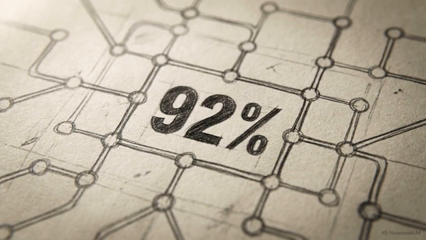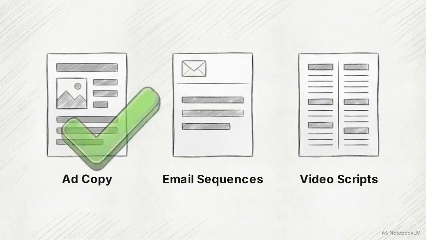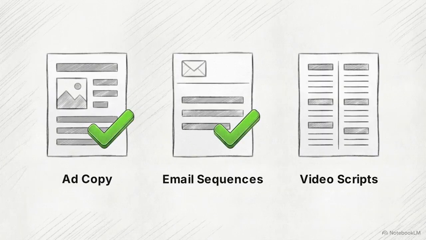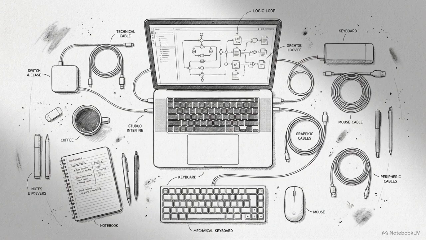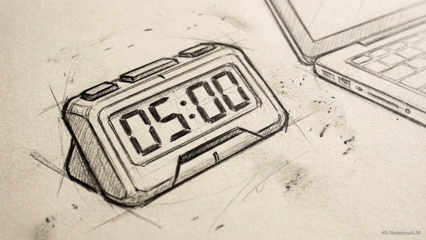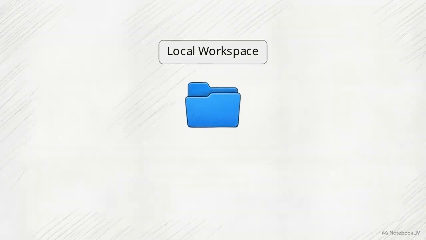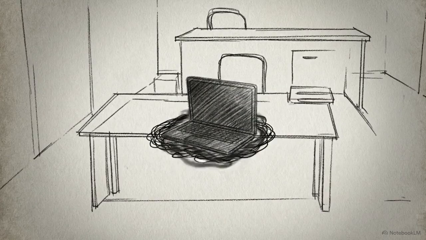If you can define a successful outcome with a number, you can use this engine to optimize ad copy, email sequences, or video scripts. By setting up a standard coding agent, like Claude Code or Cursor, you can configure an autonomous workspace in 5 minutes. Claude Code and Cursor are AI-powered code editors that can read, write, and execute files directly on your machine.